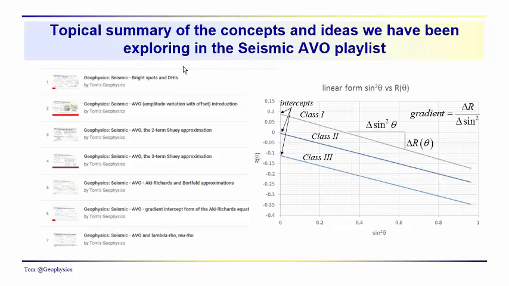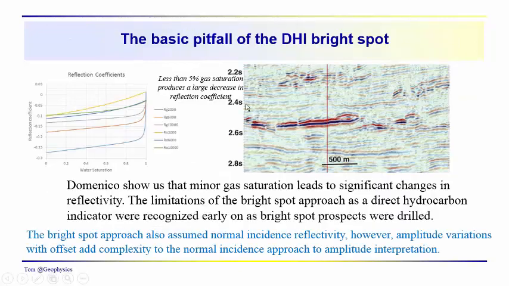We'll come back to that, but now let's just recap the thread of ideas that we've been pursuing as we've moved from topic to topic here. Now this plot on the left is based on the ideas of Domenico. Domenico's paper goes back to the mid-1970s, and for a long time the idea of bright spot detection, direct hydrocarbon indicators, was used as the basis for locating prospects for drilling, particularly in the Gulf of Mexico.